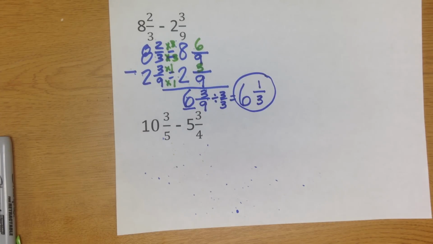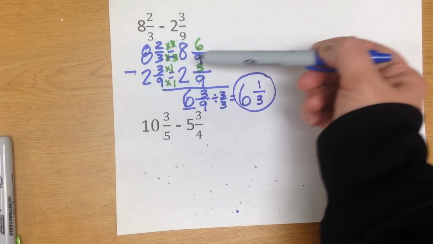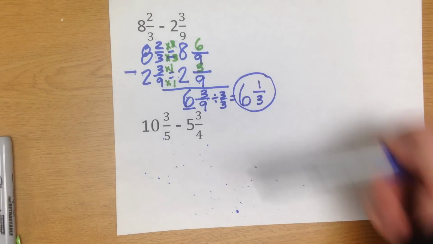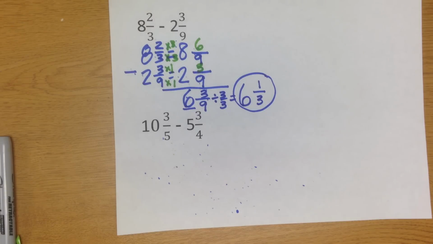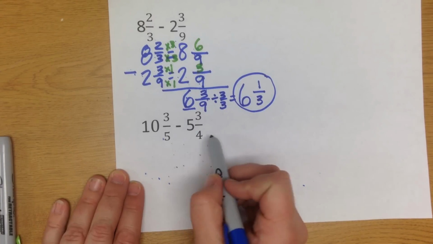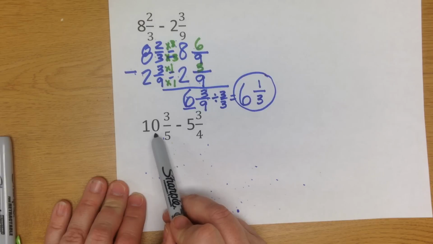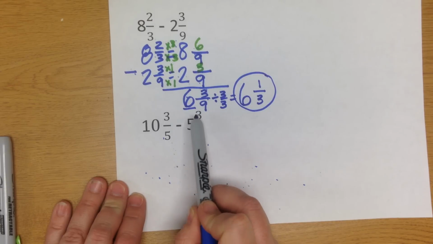So the only difference is, this time, since it was a subtraction problem, I subtracted the numerators and subtracted the whole numbers. Okay, let's take a look at this subtraction problem. First of all, I want to talk estimation on this one for a minute. If you take a look, the problem is 10 3/5 minus 5 3/4.